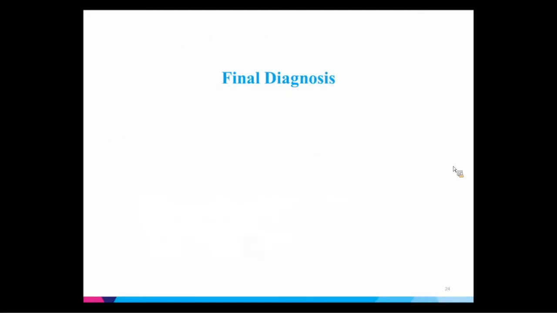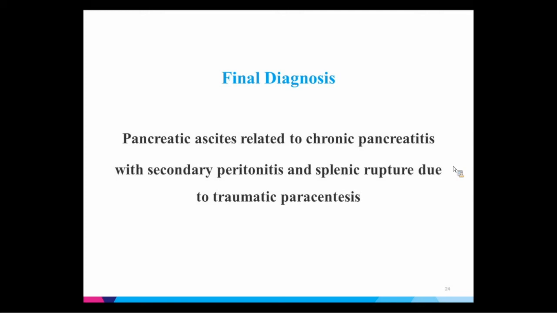So we thought at the end of this that the final diagnosis was actually pancreatic ascites, and I'll talk to you a little bit about what that is. So that's its own diagnosis. It's fairly rare, but related to chronic pancreatitis, then with secondary peritonitis and splenic rupture due to traumatic paracentesis.